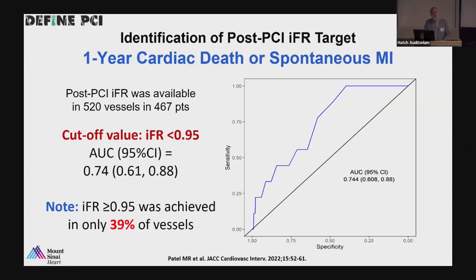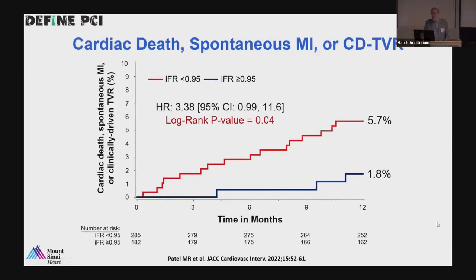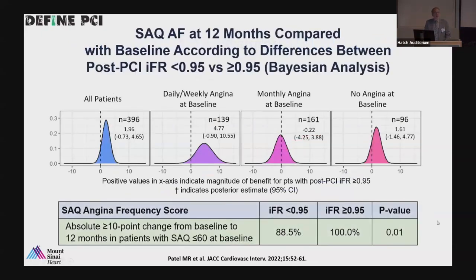When we actually looked at the predictors of adverse outcomes at 1 and 2 years, we needed to get the IFR up to about 0.95 to be able to prevent death and myocardial infarction, or to be able to be associated with the prevention of death and MI. So an IFR of around 0.95 correlated most strongly with freedom from both cardiac death or spontaneous MI. Here's the cases with greater than or equal to 0.95 versus less than 0.95. Again, no deaths or MIs in the patients where there was really no gradient down the vessel versus 3.2%. And here's the MACE rates. And there were less symptoms in the patients that had an IFR of less than 0.95.